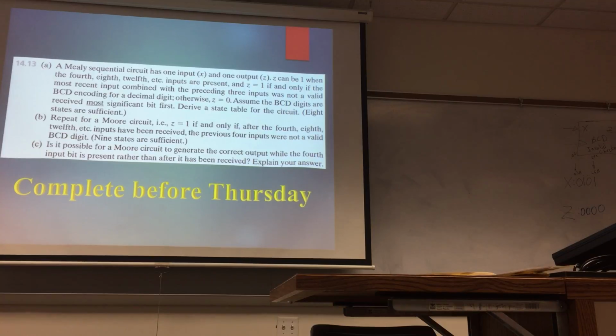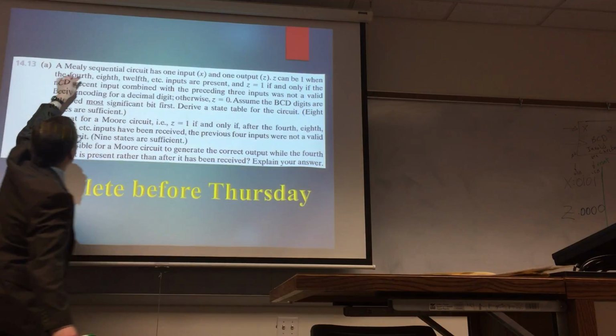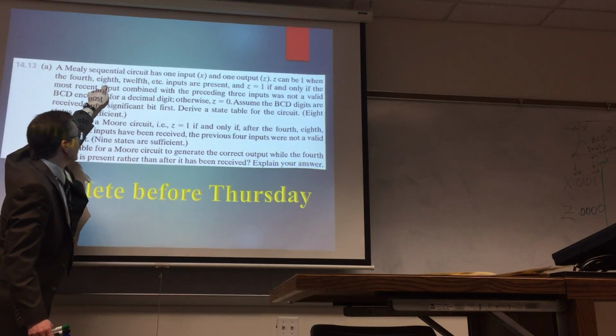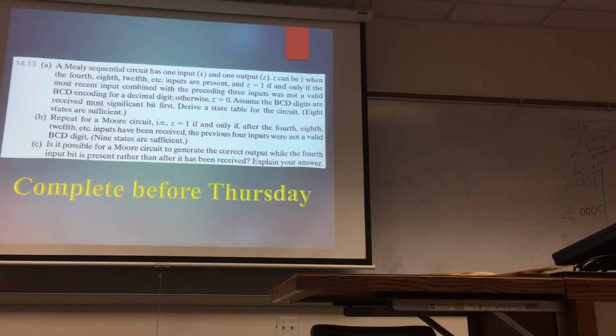Okay. Now, there's something else that happens in these machines, and I'm going to do it more thoroughly for you. After the 4th bit, I'm going to draw a line here and label it reset. And where's this coming from? Right here. Z can be 1 when on the 4th, 8th, 12th, etc. inputs are present, because we're getting them in 4-bit chunks. That's what a BCD digit is, 4 bits. So our machine has to self-reset.